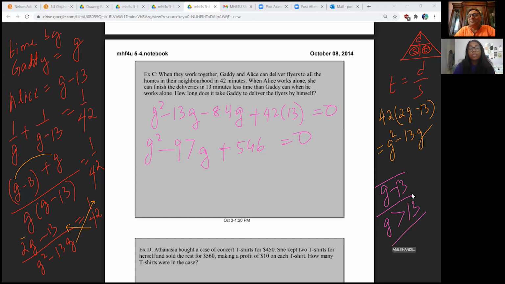Do you see that? It cannot be equal to 13. It cannot be less than 13. So we have a restriction here. So the restriction here is g is greater than 13. Is that clear to you? So the other answer, which is less than 13, is an extraneous root, is not valid for this particular situation. You get the idea? So that's how you should be doing it.